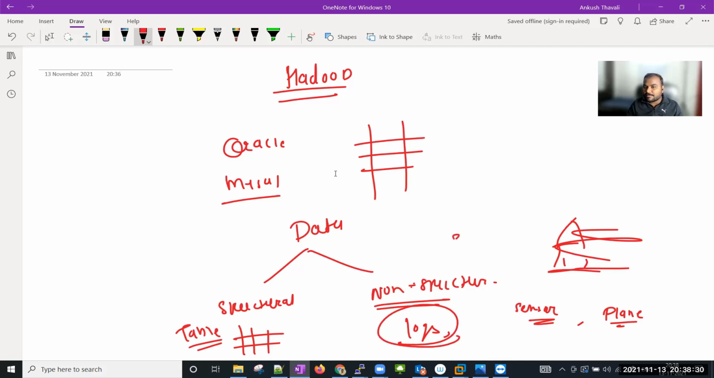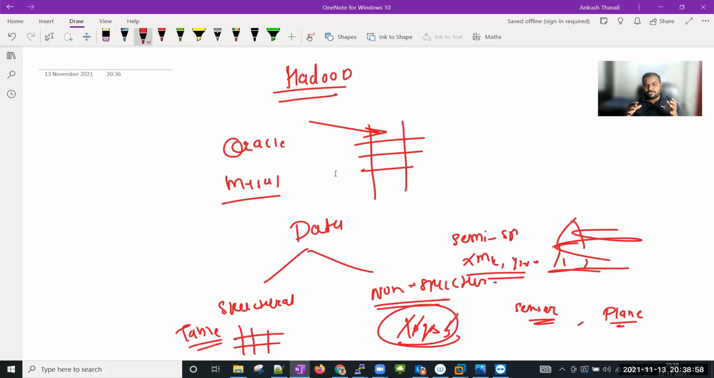If I want to take one example of semi-structural data also, we have XML, we have JSON. But do you think that this XML, JSON or any log type of data can be stored in the Oracle database? That's not possible. Oracle database, MySQL database, PostgreSQL database, any database is mainly designed to store your structural kind of data.